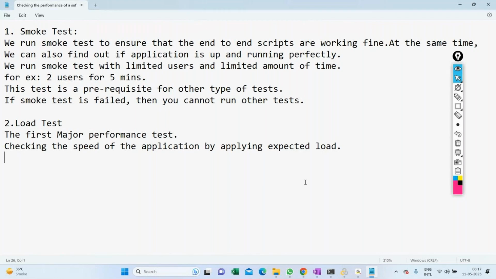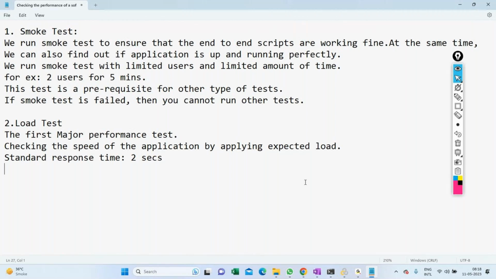Now, if you ask me, do you have any standard to verify the speed? Yes. The standard response time is 2 seconds. This is the industry standard, yes. However, it can vary from project to project. It can be 3 seconds, 5 seconds also. Okay. But in general, it has to be less than 2 seconds.